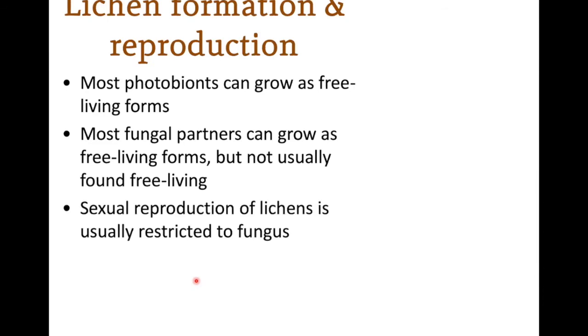Lichens sexually reproduce, but that sexual reproduction is not of the lichen itself, it's just the fungus. So the fungus will go through sexual reproduction. It will produce spores, either ascospores or basidiospores, depending on whether it's an ascomycete or basidiomycete, obviously. Then those spores will germinate, and that newly formed fungal individual will have to form a new association with an alga or cyanobacterium.